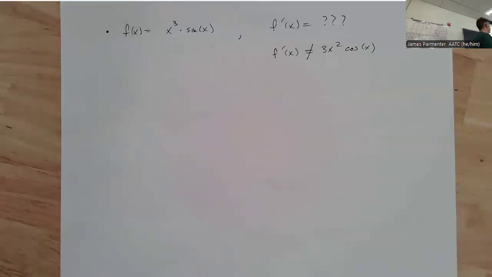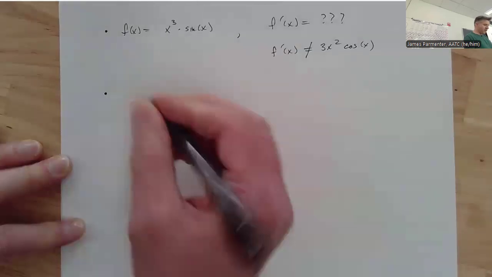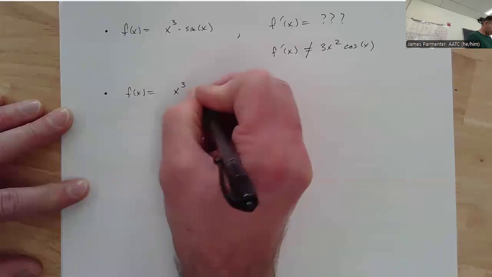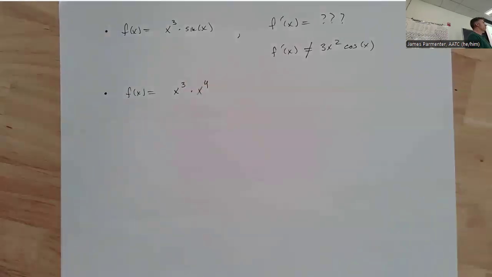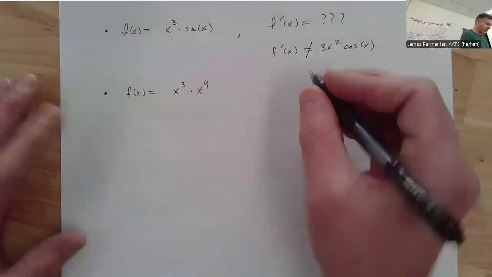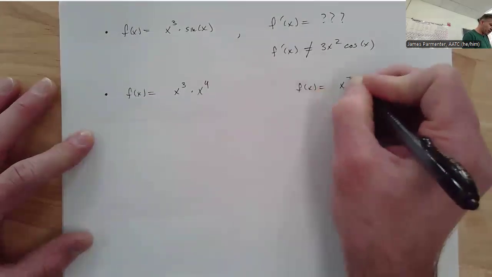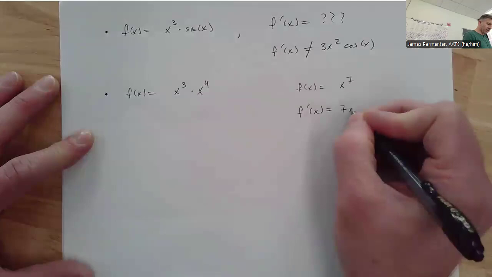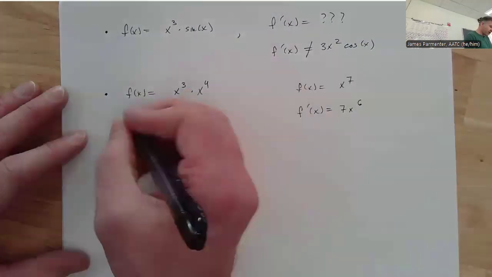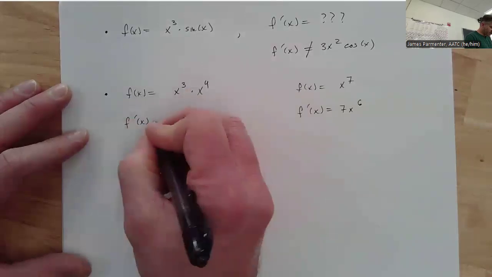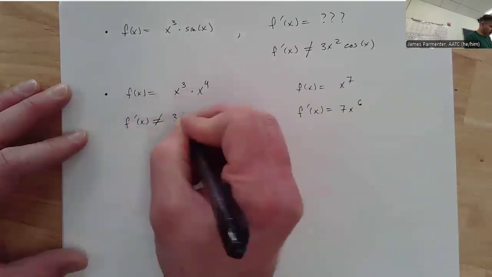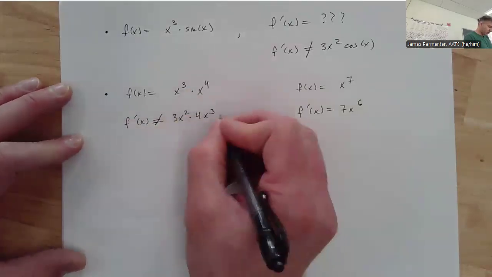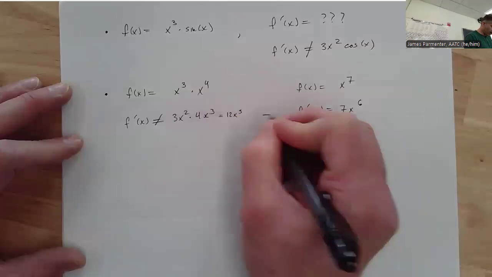How do I know this is true? What's my proof? Well, here's some evidence. What if your function was x cubed times x to the fourth? Which I know we could simplify, right? Over here we can write f of x is equal to x to the seventh. What's the derivative of x to the seventh? You know what it is: 7x to the sixth. Okay, I'll point out that the derivative of this is definitely not 3x squared times 4x cubed, because 3x squared times 4x cubed is 12x to the fifth. And those are not the same.